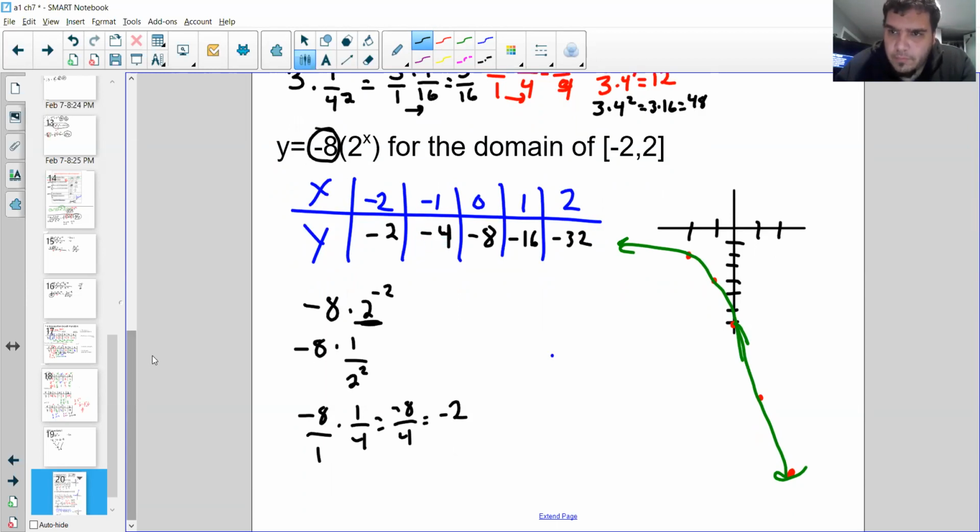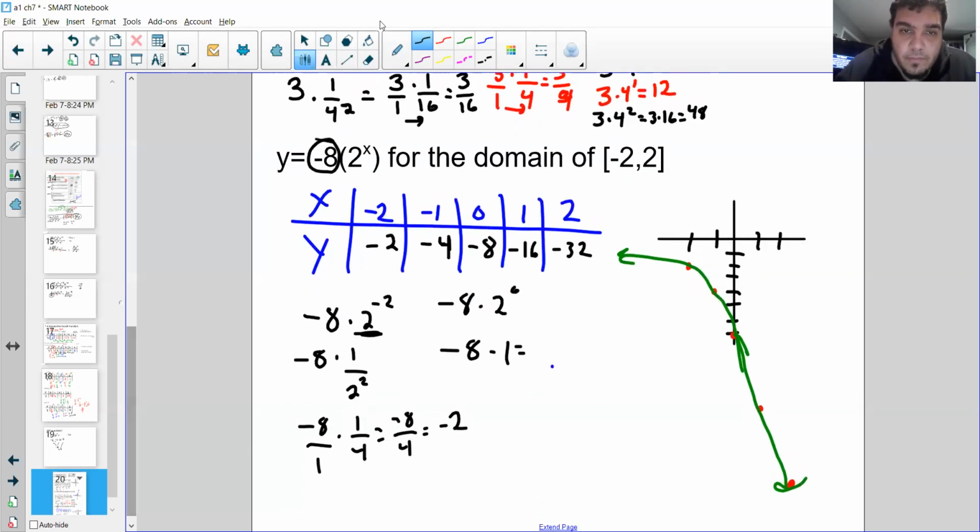I got the first two, but then my computer died. How did you get the -8? -8 times 2 to the 0 power. Anything to the 0 power is 1. So -8 times 1 is -8. And I'm going to show you how you could do this easier after. Is it with a calculator? No, you could do it by hand.